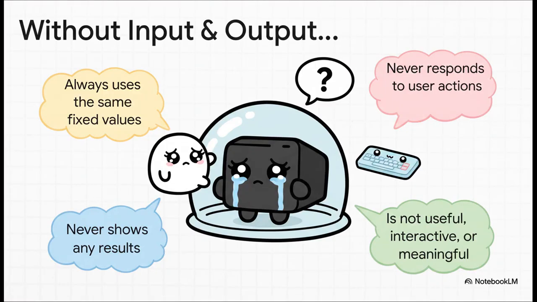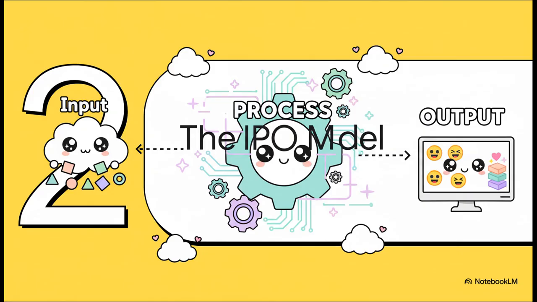This really breaks down just how limited that is. You know, without a way to get information in or send results out, a program is just stuck. It can't ask you for your name, it can't do anything when you click a button, and it can never ever show you the final score. It's just a closed loop, which makes it totally useless and honestly pretty meaningless for us. So, how do we solve this?